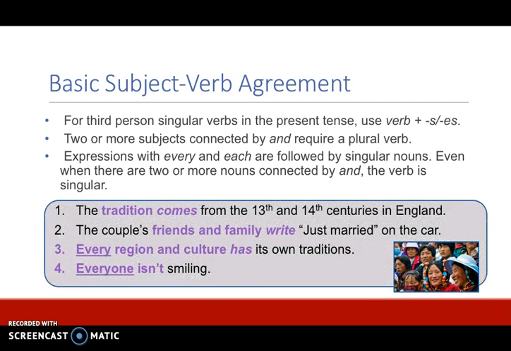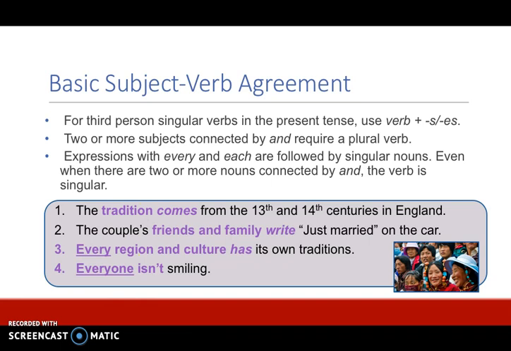Number 1. The tradition comes from the 13th and 14th centuries in England. So this is the regular basic subject-verb agreement where the verb has an S ending for the third person singular.